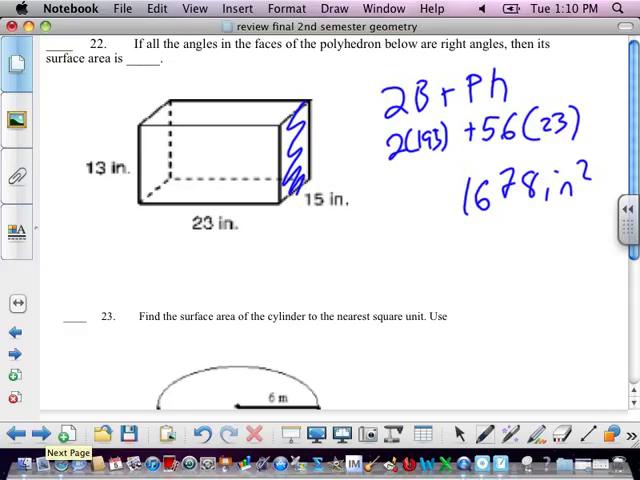Is that the correct answer for number, what number am I on? 22? 22 would be A. And A is 1,678 inches. Yep. So it doesn't matter what you use for the base or the height? No. Because if we did 23 times 15 as the base, we would still get the same answer.